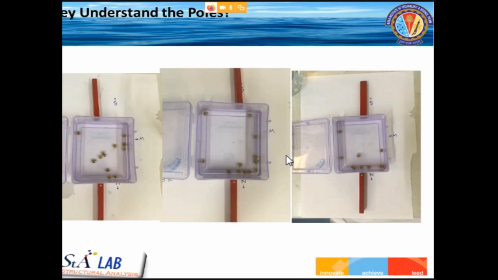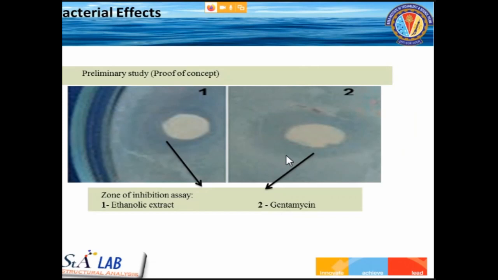Further, when I left this alone for another 5 minutes, I could see that most of them were trying to zone towards the north pole. This gave us an indication that the horseshoe crab embryos also have a way of sensing the polarity or sensing the magnetic poles. So there were other studies which we performed in the lab as well.